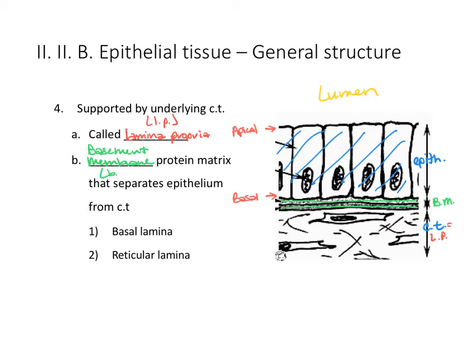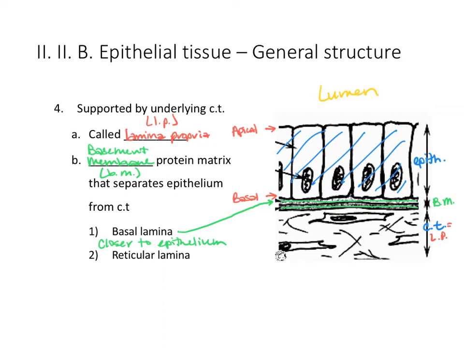Okay, so basement membrane, BM. And that is a protein matrix that separates the epithelium from the connective tissue above it. So it turns out that the basement membrane has two layers. We're going to have a basal lamina and a reticular lamina. The basal lamina is the one that is right next to the basal surface of the cells. So it's the top one, the one that's closer to the epithelium.